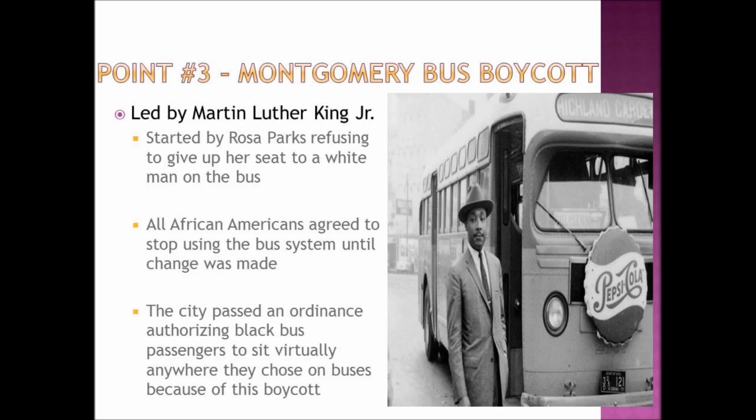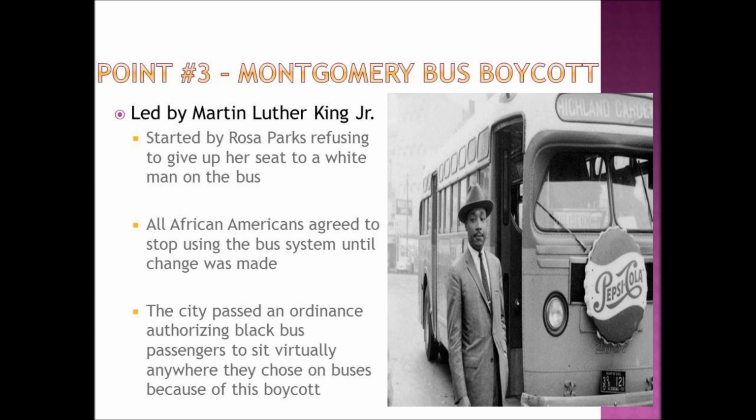The third thing we're going to talk about is the Montgomery bus boycott. This was led by Martin Luther King Jr., who we're going to talk a lot more about tomorrow. It started when Rosa Parks refused to give up her seat to a white man on the bus. At this time, if a white person was standing, an African American was obligated to give up their seat. Rosa Parks had a long day and she was tired. She refused to give up her seat, and she was arrested for that.